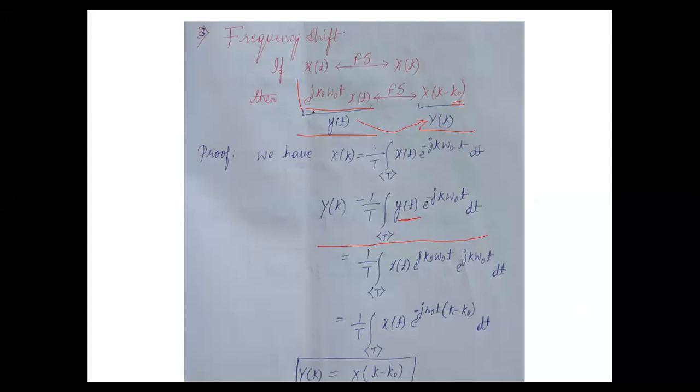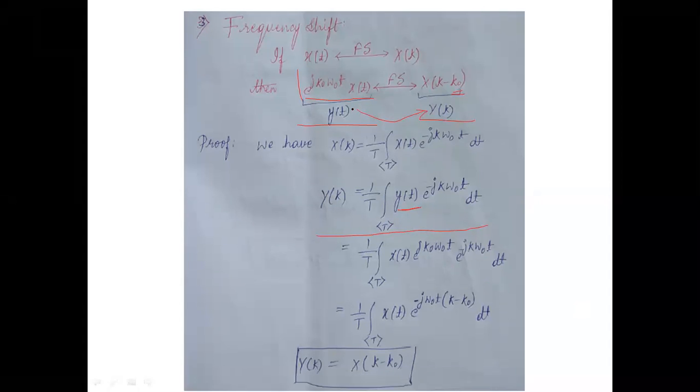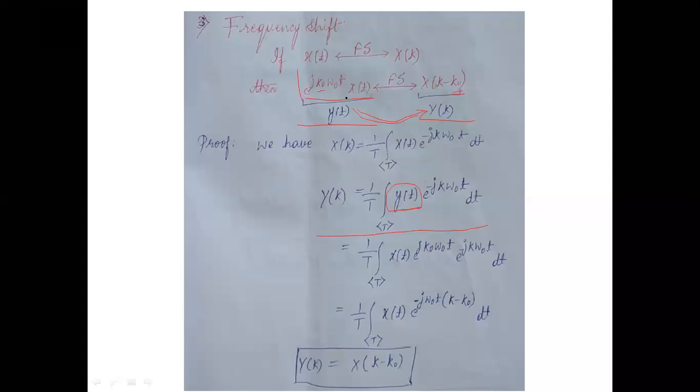So this signal in the time domain I have represented by y of t, and its corresponding Fourier series coefficient is y of k. So I have written the expression for y of k here, and after writing it, I'm going to substitute what is y of t. What is y of t? x of t into e raised to j k naught omega naught t. So what is k naught here? It indicates the shift in the frequency domain.